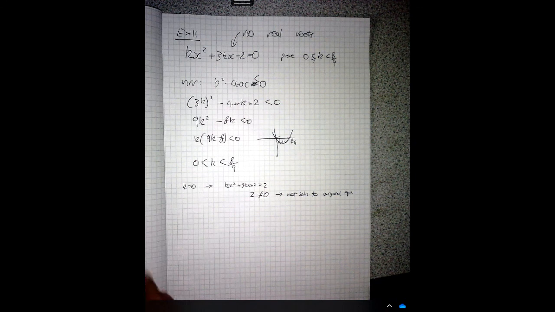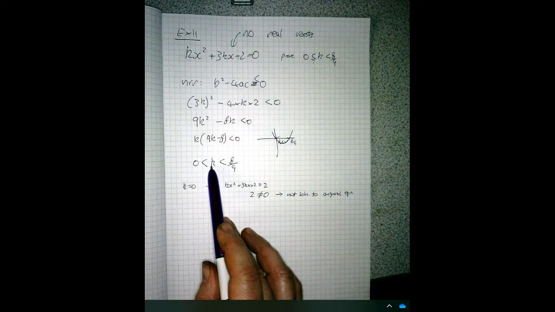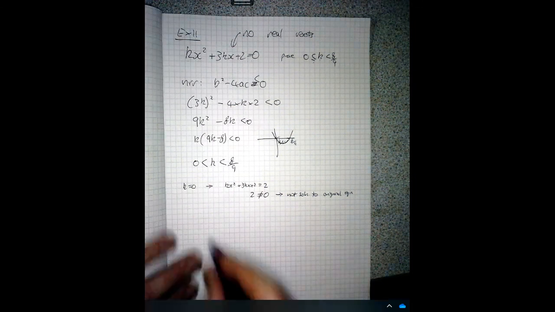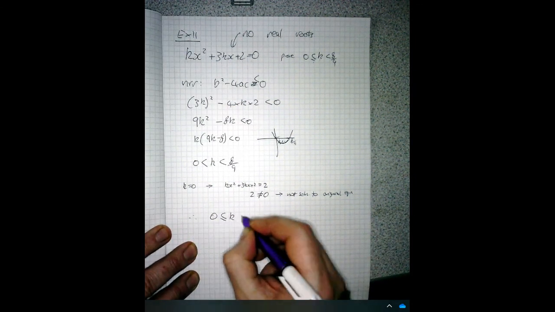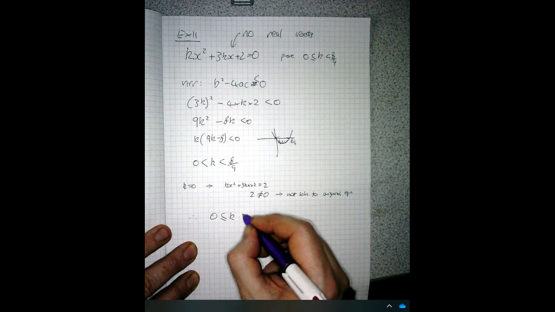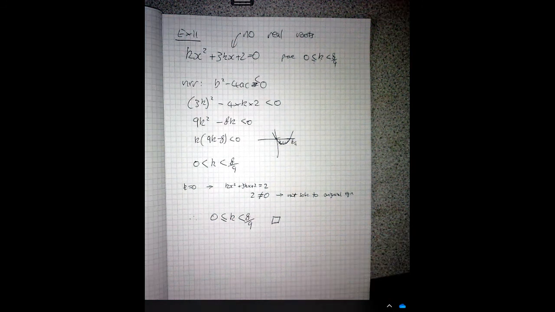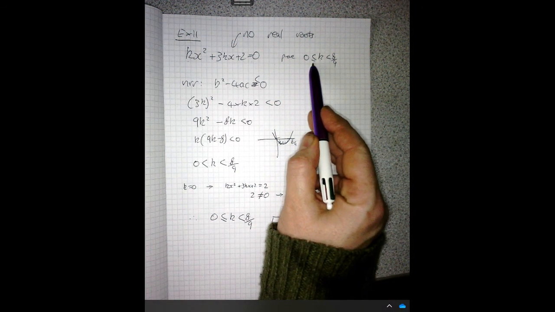So not only does k have to be greater than 0 for there to be no real roots, it can also be equal to 0. Therefore, k can be equal to or greater than 0 and less than 8/9. So that's an interesting question, and that is a subtle difference to that which we're used to.